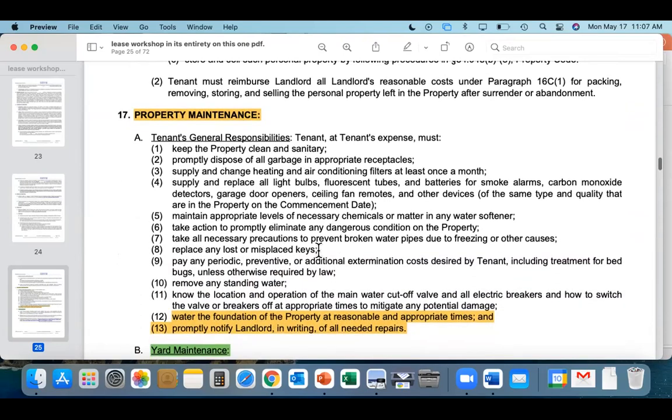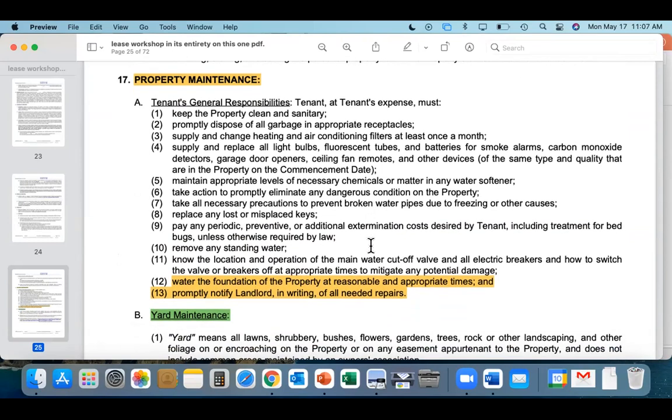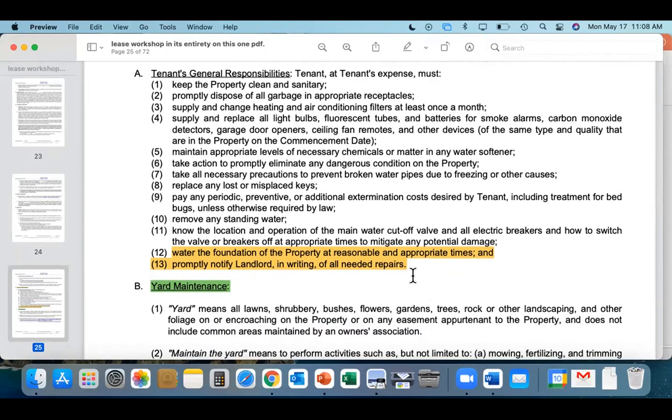I want to cover this property maintenance paragraph with you. This is another one we always get issues with. This tells in detail, this paragraph 17, how they're supposed to maintain the property. Keep it clean and sanitary. Replace bulbs, batteries, carbon monoxide, garage door openers, ceiling fan remotes, those things. Watering the foundation is important. Promptly notify landlord in writing of all needed repairs.